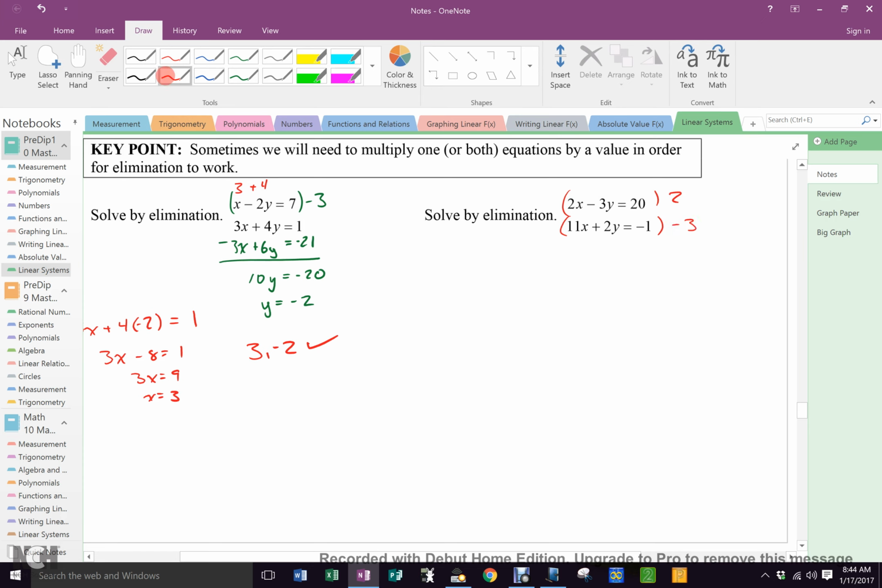So what does my top equation become? 4x minus 6y equals what? 40. What's my bottom equation become? Negative 33x minus 6y. Uh-oh, I screwed that up. I shouldn't have used a negative. Right?